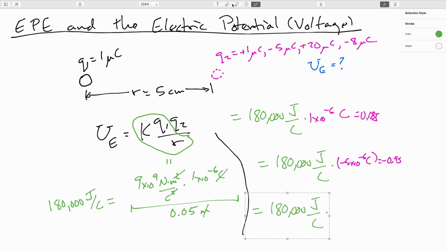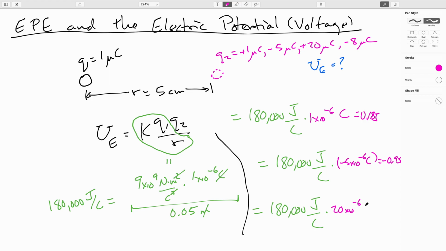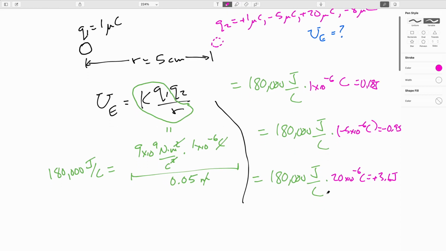And then you could have multiplied it by the next charge in the sequence, which was 20 microcoulombs. So that would have given you 3.6 joules. And then finally, you could do the minus 8.